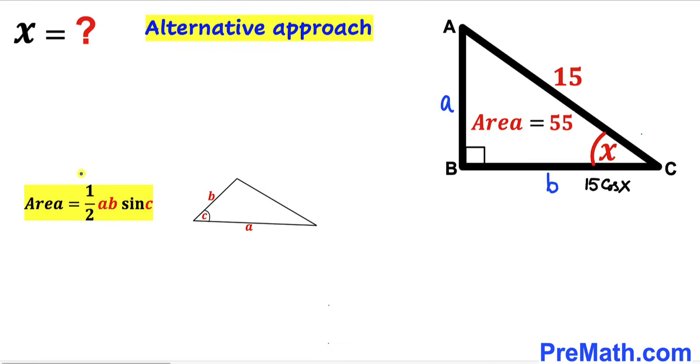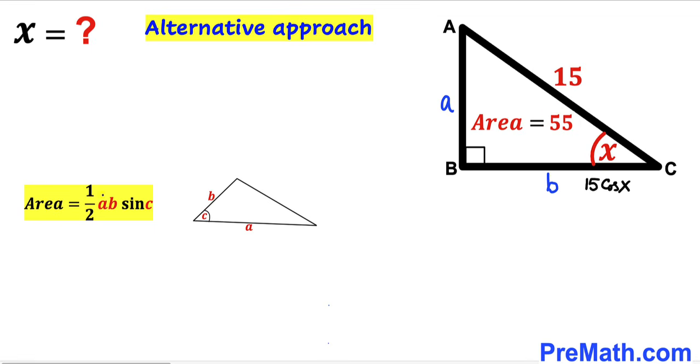And now let's recall another area of a triangle formula. Area of a triangle is equal to a half times a times b times sine of angle c, as you can see in this given triangle. Here our two side lengths are a and b, and c is the angle in between. So therefore our two sides are going to be 15 times the cosine of x, and this other side is going to be 15, and x is going to be the angle in between. And furthermore, the area of this triangle has been given to us as 55.